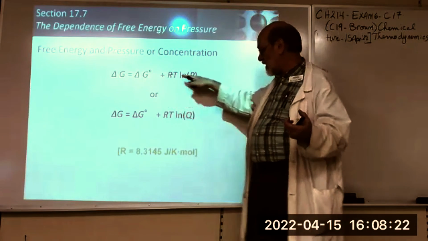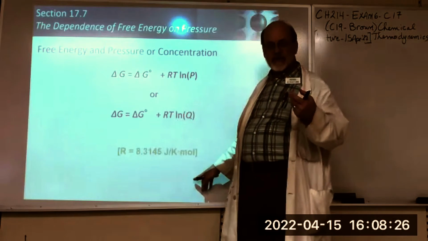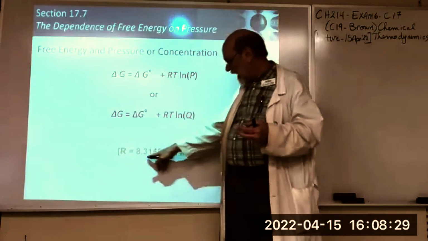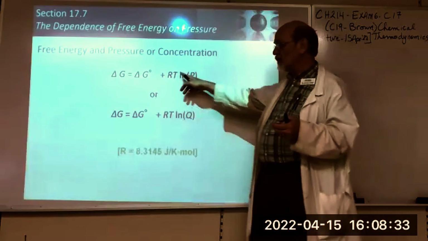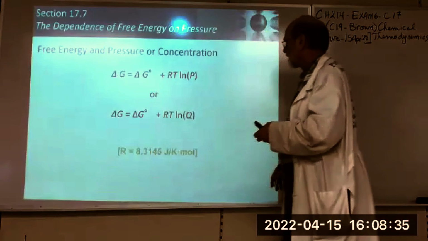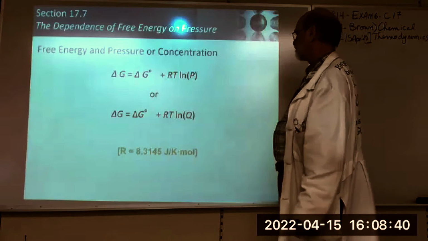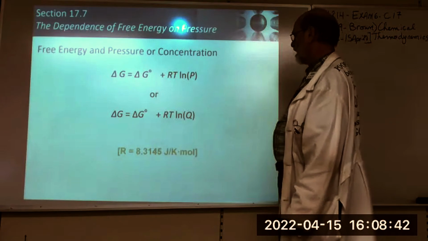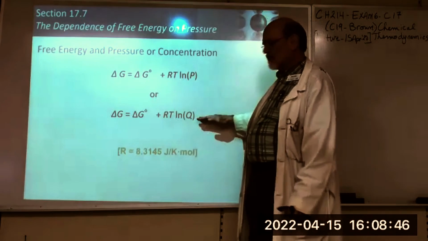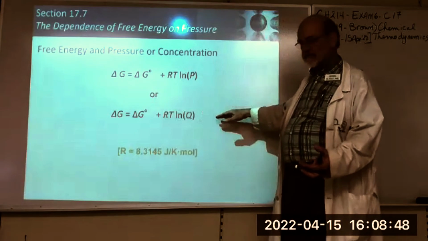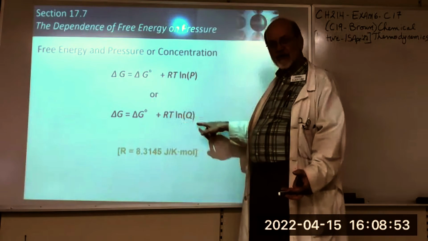Now this ideal gas constant is not the one with atmospheres in it. This is the one with joules in it. 8.315 joules per K mole. That's the one you use for this one. Okay. This is for a gas situation. This is for solution situation, where you calculate the Q for your reaction.